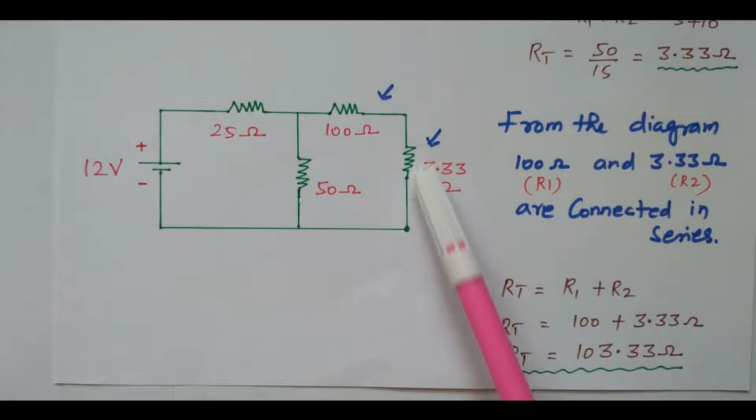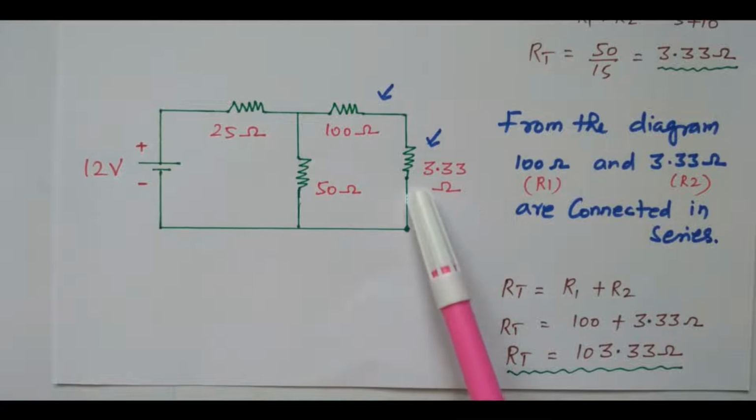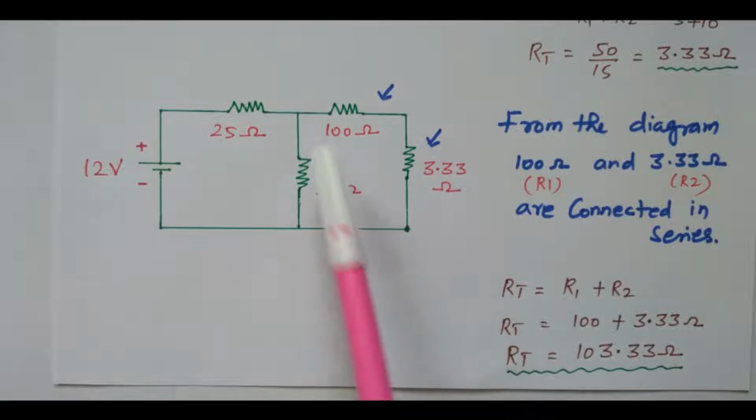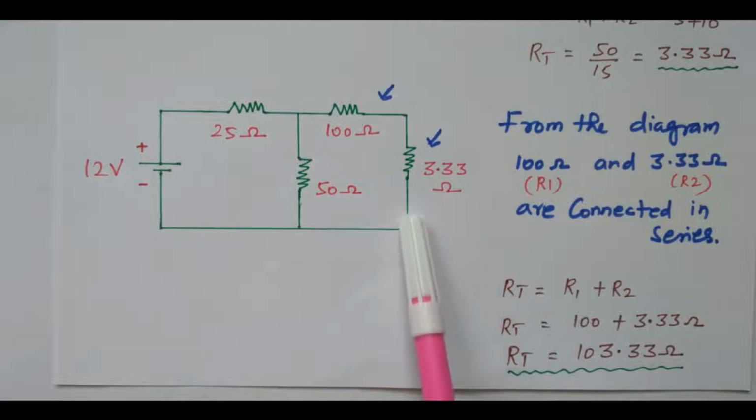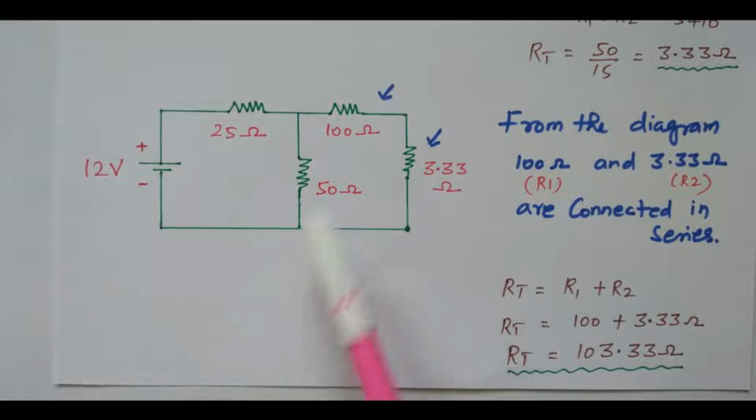See this, right? That parallel combination is now converted into 3.33 ohm. What we calculated is replaced. Now from this diagram it is clear that these two are in series. The same current is flowing through the 100 ohm as well as the 3.33 ohm. What is the meaning? These two are connected in series.